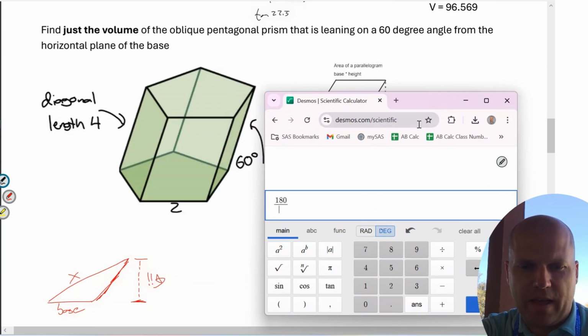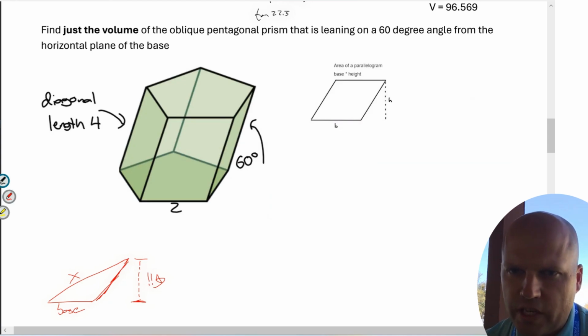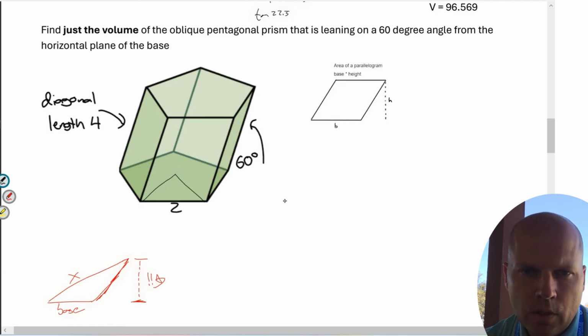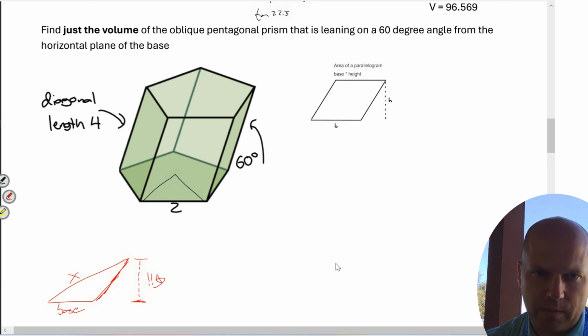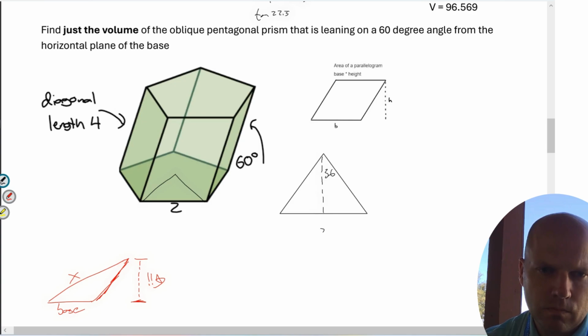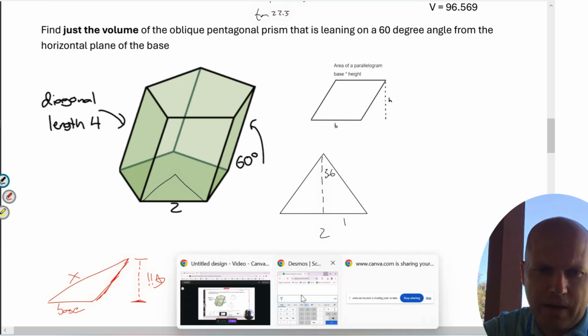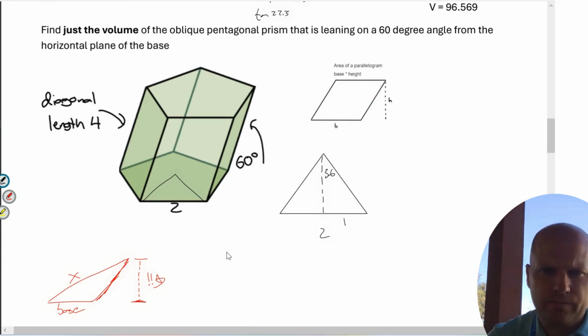I can take 180 divided by 5, and I get 36. So taking this triangle in here, I have this triangle here, where this is 36. 90 minus 36 gives me, this is so ugly. I'm just doing such a bad job. 90 minus 36 is 54.